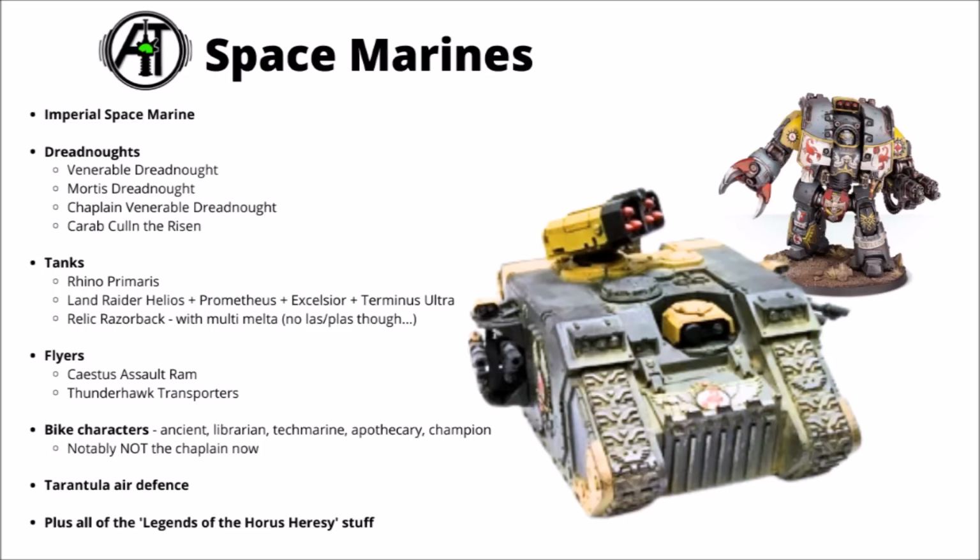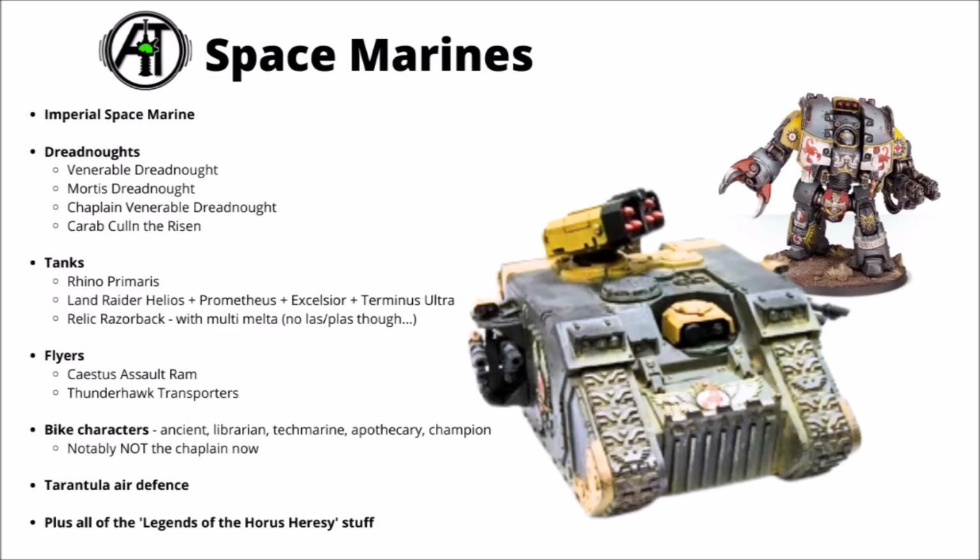Perhaps for more notable new entries on this one, we've got the Venerable Dreadnought here. It looks like that one's just a normal Dreadnought, but with slightly different options. It doesn't hit on a 2+ or anything, and doesn't get a Feel No Pain type save. I noticed there was a Relic Razorback with a multi-melter as well, though no laser and plasma option supported. That was a kit going back a long time.